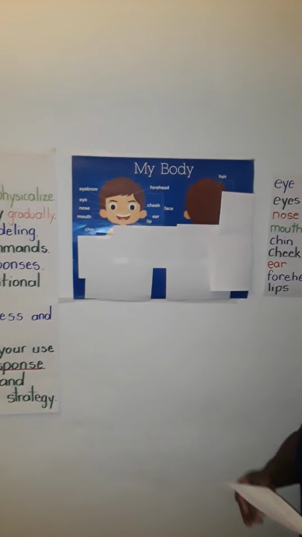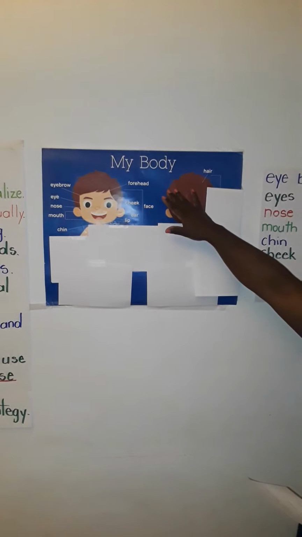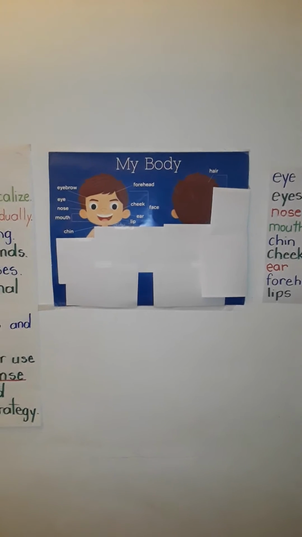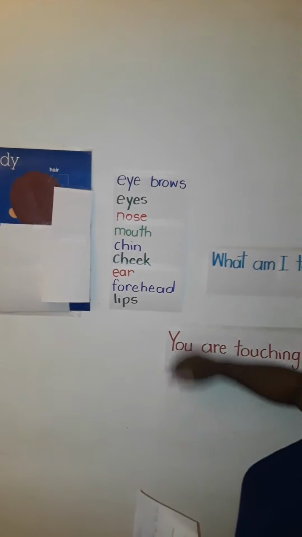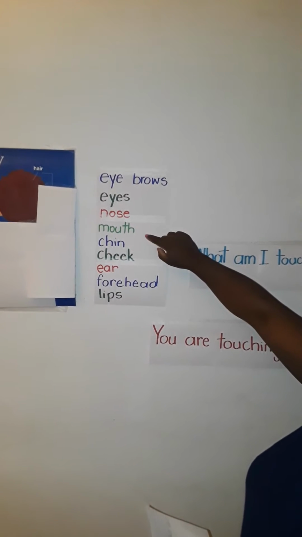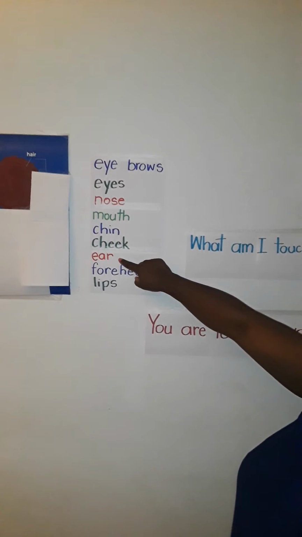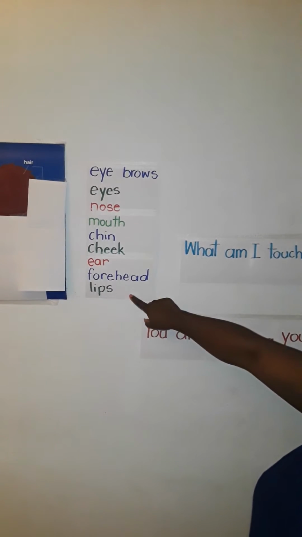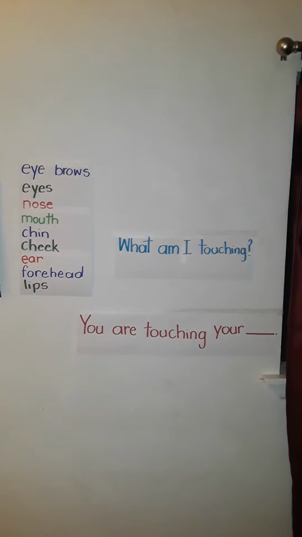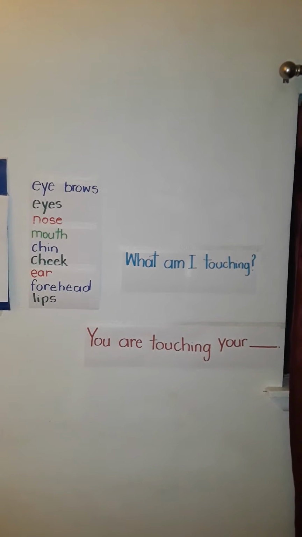I will be using this strategy, TPR, to introduce the topic, my body. We will be looking at the face, and I have chosen my vocabulary to physicalize. Eyebrows, eyes, nose, mouth, chin, cheek, ear, forehead, and lips. I will use a PowerPoint presentation to introduce the words to the students.